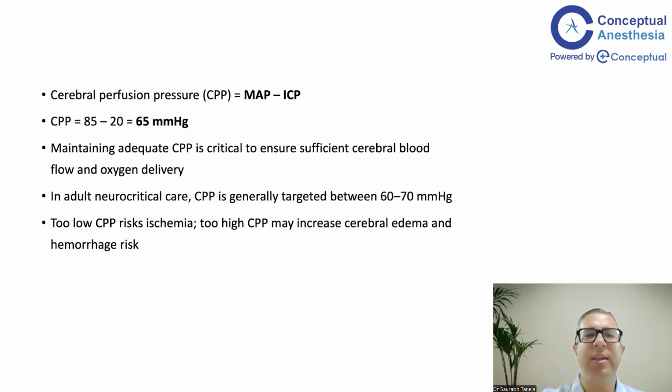So maintaining adequate cerebral perfusion pressure is critical to ensure sufficient cerebral blood flow and oxygen delivery. And usually it is maintained in the range of 60 to 70 millimeters of mercury in the normal adult neurocritical care patients. Too low cerebral perfusion pressure risks ischemia, and too high cerebral perfusion pressure may increase cerebral edema and hemorrhage risk.